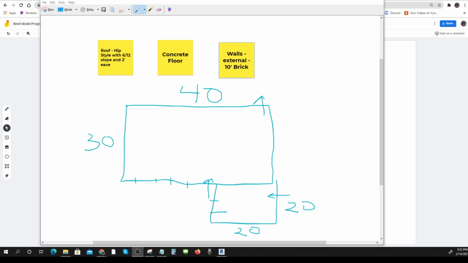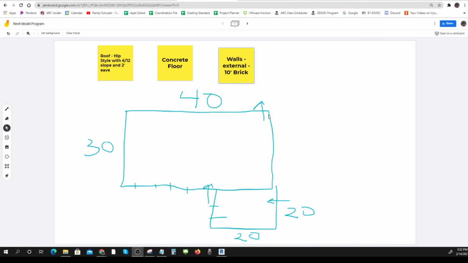Take a look and see what our architect has asked us to do here. I'm going to look at it on a Jamboard. So here's the architect's sketch for me. And this is the living area here, and this looks like a garage. It's 20 by 20, and the living area is 30 feet by 40 feet.